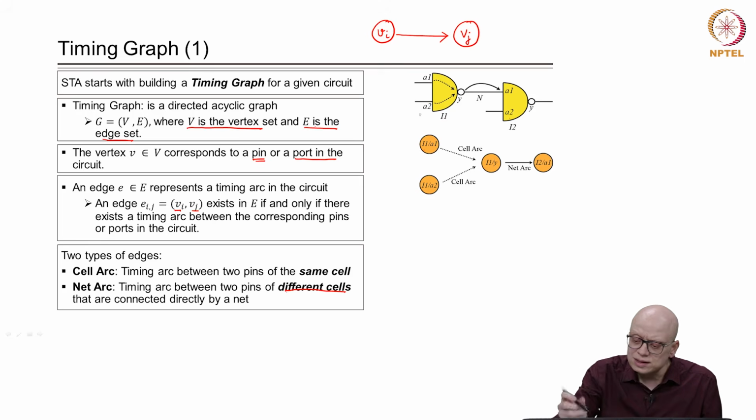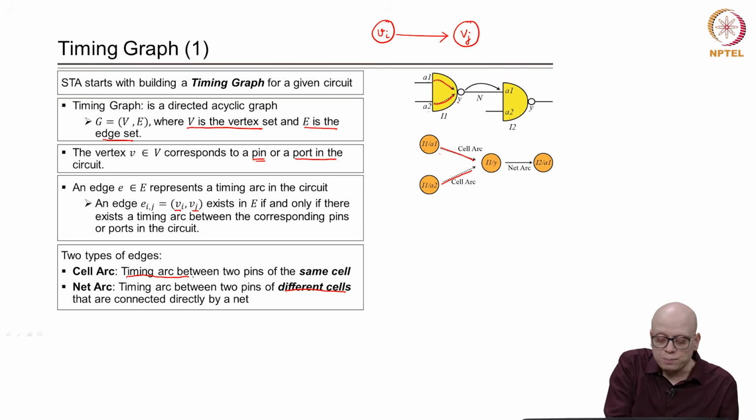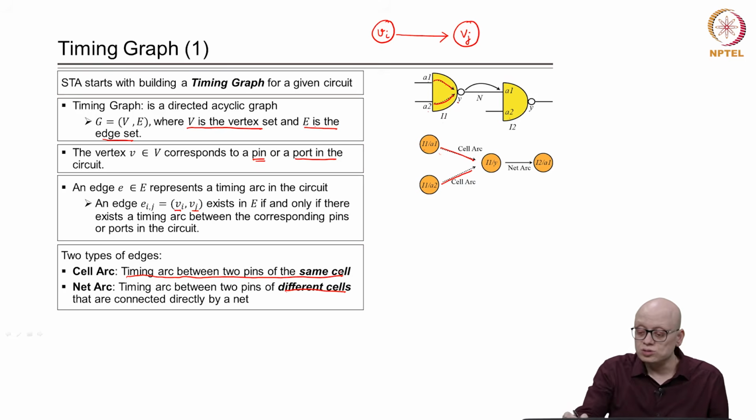Now, if we consider the instance I1, then there is a timing arc between A1 and Y. Similarly, there is a timing arc between A2 and Y. So, these timing arcs will be defined in our library.lib file that we have discussed in the earlier lectures. There will be two cell arcs for these arcs which exist within a cell. So, the cell arc is a timing arc between two pins of the same cell. So, these two arcs are cell arcs.